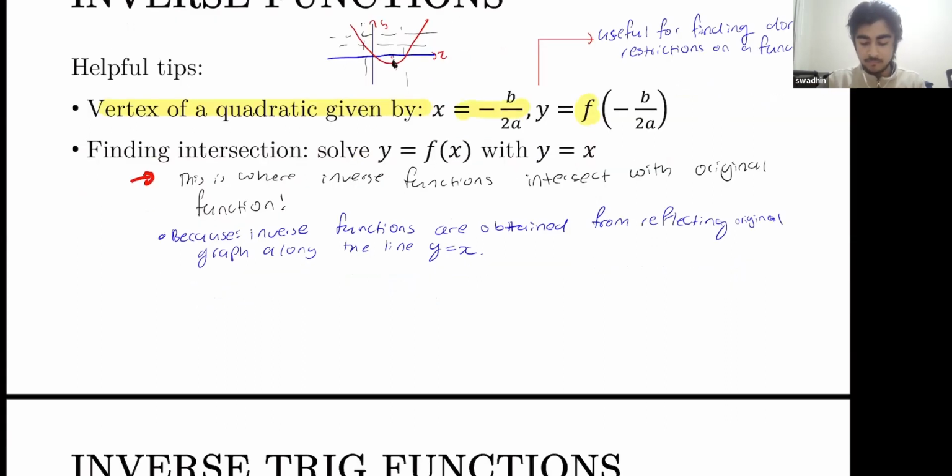Next up is finding the intersection. Most students will just do f(x) is equal to whatever f inverse x is. But this is going to be really hard, especially if your f(x) is something complicated like whatever this is. Right? This is pretty hard to solve. So an easier way to do this is just to solve f(x) with y is equal to x, or alternatively, f inverse x with y is equal to x. This is because this line is where the inverse function intersects with the original function. Sorry, not this one, just this one will be fine. And this is because, of course, inverse functions are obtained by reflecting the original graph by the line y is equal to x.